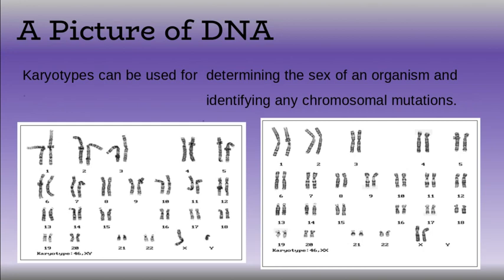Chromosomes can be used for determining the sex of an organism, so whether it's a male or female. It can also be used to determine if there are any extra chromosomes or missing chromosomes, which would be chromosomal abnormalities or mutations. So in these two pictures here, you can see that the one on the left, that human would be a boy, a male. There's an X and a Y there. And then the karyotype on the right, there are two X chromosomes, like our previous example. So that would be a female.